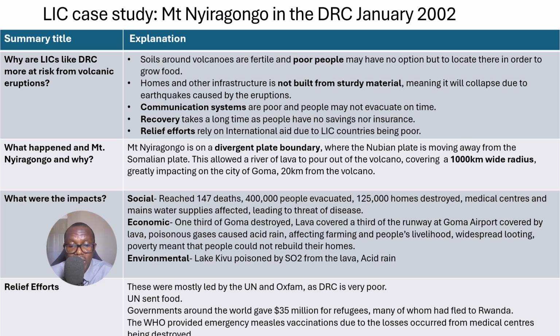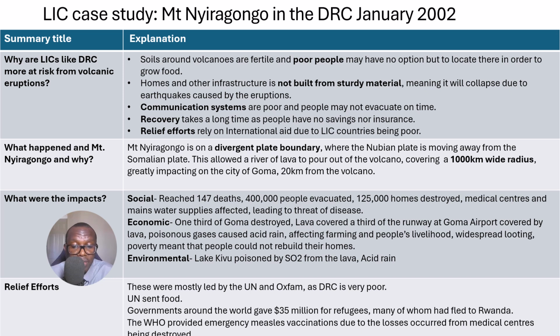Then we have poisonous gases that caused acid rain and affected farming and people's livelihood. Then there was also widespread looting, meaning that businesses lost money because people were going to shops and just looting them. And then the poverty also meant that people could not rebuild their homes. Like we had mentioned earlier, a lot of these people will not have insurance, and therefore will find it difficult to recover.